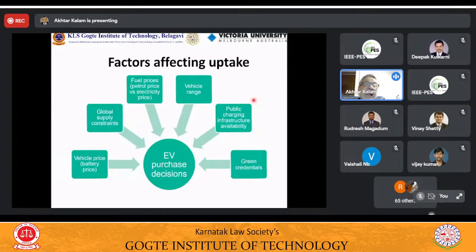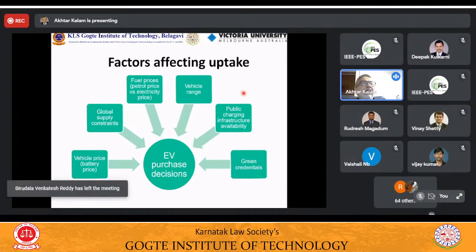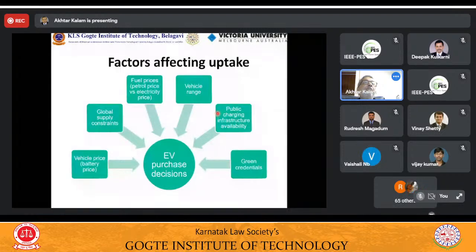Then the other thing is that, do we have a charging infrastructure? In KGIT, you've got one charging station. Now, it's all right. You charge your car in KGIT, but can you go from Belagavi to Hyderabad or Belagavi to Chennai on one charge? Is there enough charging infrastructure between Belagavi and Chennai, between Belagavi and Mumbai, Belagavi and Delhi, or whatever it is? If there's no charging infrastructure in that 200, 300, 500, 1,000 kilometers, then no one is going to buy the car. And the most important thing is the green credentials. And this is something which I would like to talk about a bit more later on.